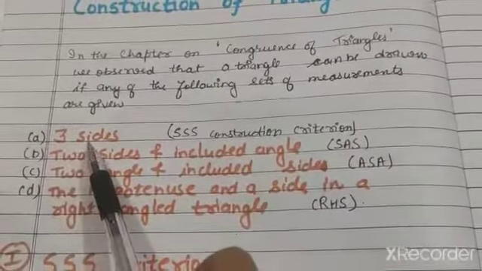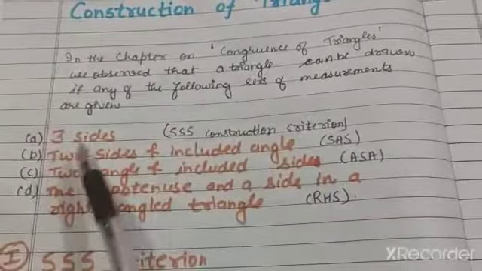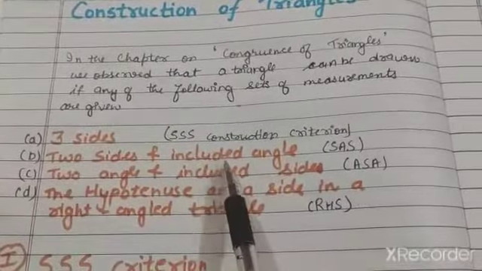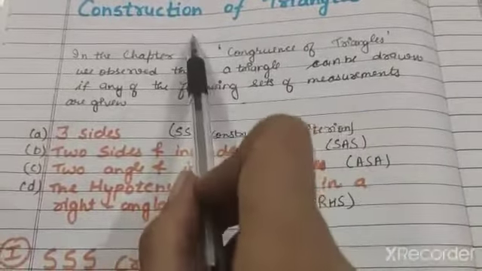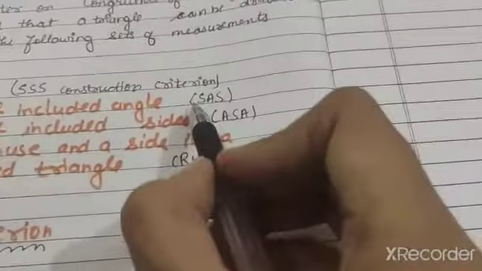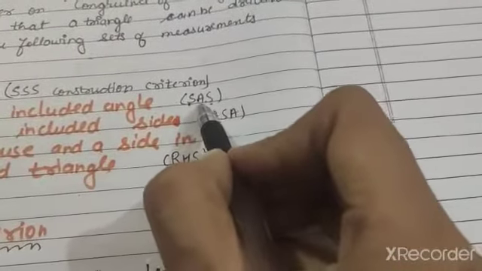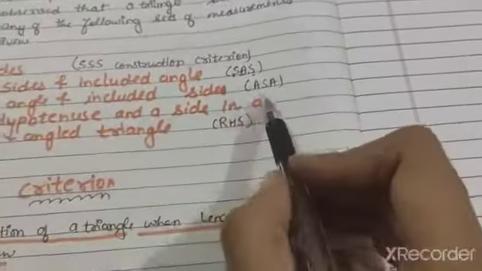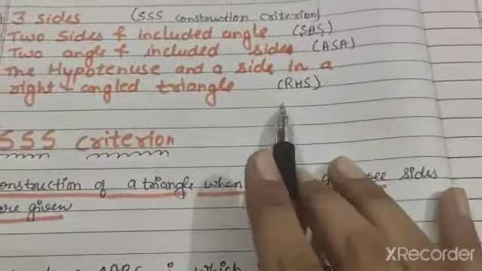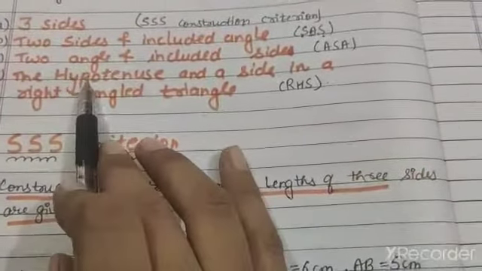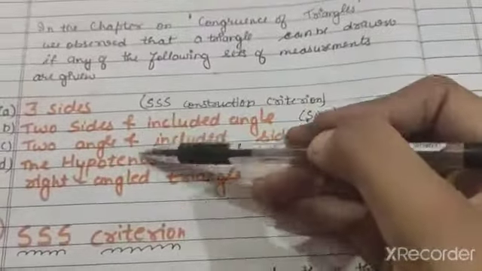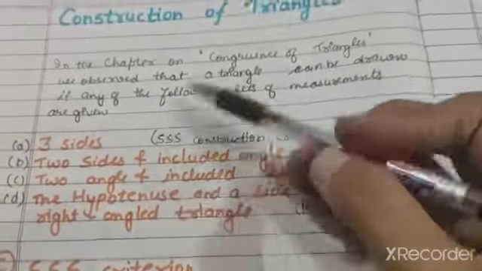If three sides of the triangle are given, then we can construct it, and that criterion will be known as the triple S construction criterion. If two sides and the included angle are given, then also we can construct the triangle, and that construction criterion is SAS. You can see that there are two sides, S and S, and this included angle. Similarly, ASA means two angles and the included side, and RHS, where H means hypotenuse, means the hypotenuse and a side in a right angle triangle. So one by one we will discuss these criteria and try to construct triangles.